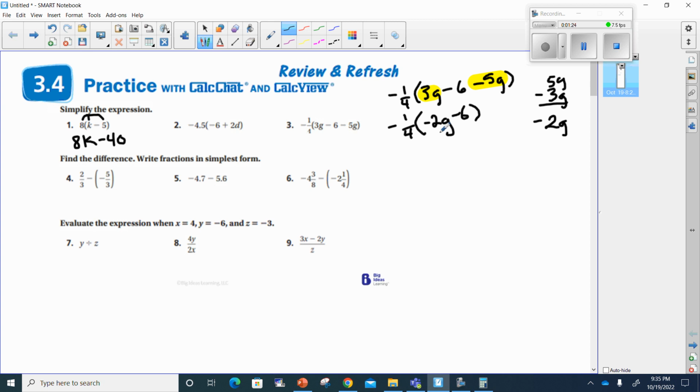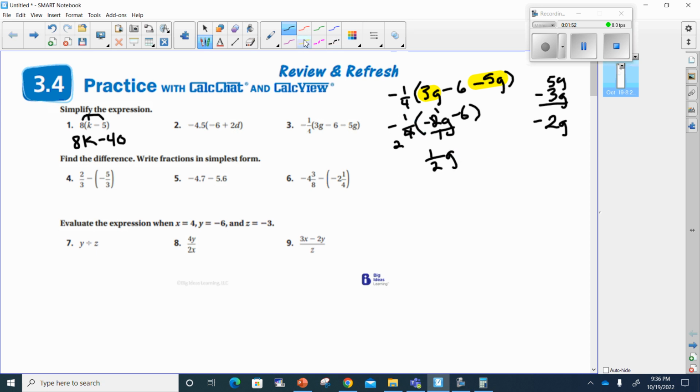All right, now I'm going to put -2g over 1, because now I have a 2 on the top and a 4 on the bottom. I know 2 divided by 2 is 1, and 4 divided by 2 is 2. So now I have -1 times -1. That's going to be a positive 1. A negative times a negative is a positive. 1 times 1 is 1. I also have 2 times 1 on the bottom. So this is going to be 1/2 g.